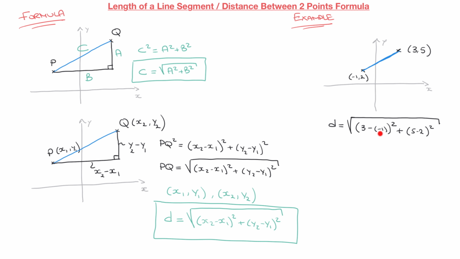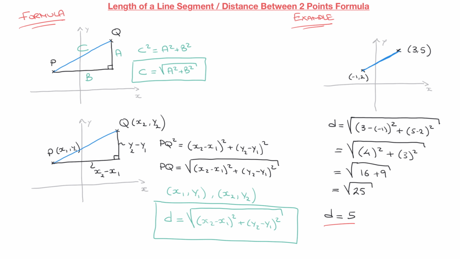Now 3 minus -1 turns into 3 plus 1, so this turns into 4. Okay, so we have this equals the square root of, in parentheses, 4 squared, plus 5 minus 2, which is 3, and of course that's still 3 squared. And I close that square root. I carry on. 4 squared is 16, and 3 squared is 9. So this turns into the square root of 16 plus 9. And since 16 plus 9 is 25, this quickly turns into the square root of 25. Finally, since the square root of 25 is 5, we can state that the distance between those 2 points is equal to 5. And that's the answer.